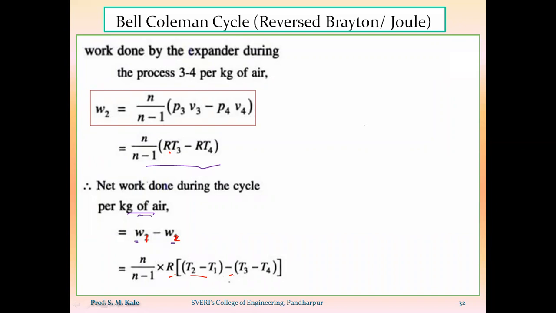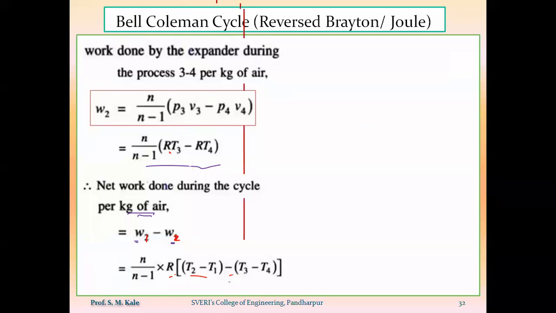So net work done during the cycle per kg of air is equal to W1 minus W2, which is equal to n upon n minus 1 into R inside the bracket, T2 minus T1 minus T3 minus T4. So this is nothing but the value of work done, or net work done, during the cycle.